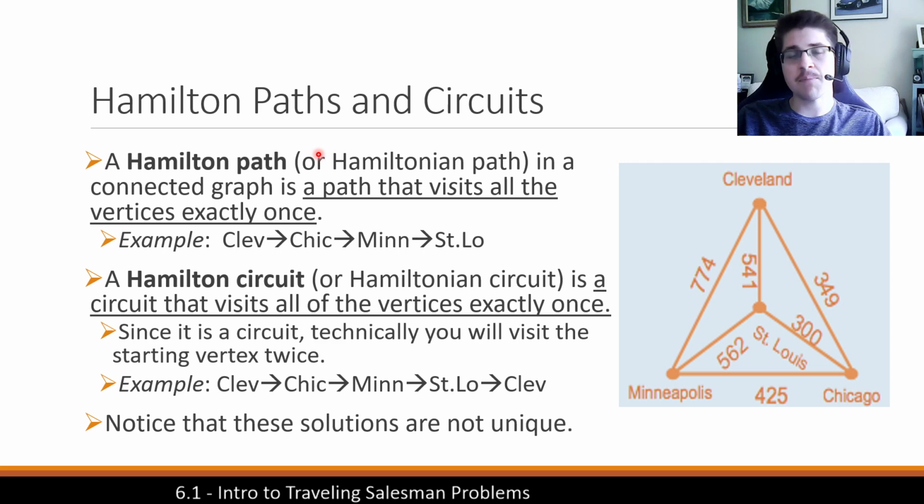And again, this is another type of thing in graph theory, like how we have an Euler circuit and Euler path, we have Hamilton circuits and Hamilton paths, where by definition it's a circuit that visits all of the vertices exactly once, as opposed to hitting all the edges.